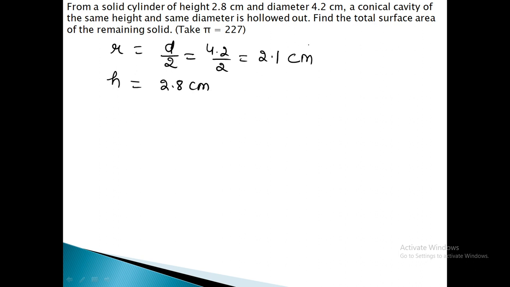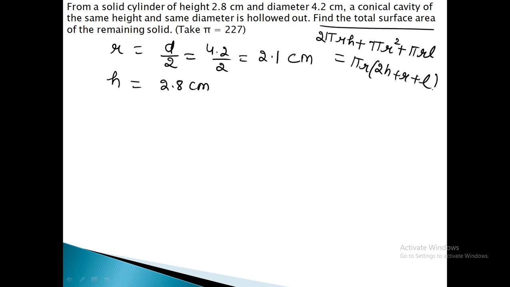Here we have to find the total surface area, and the formula is 2 pi r h plus pi r raised to power 2 plus pi r l, or when we combine all these formulas we will get pi r bracket start 2h plus r plus l. You can learn this formula for using the total surface area of the remaining solid.